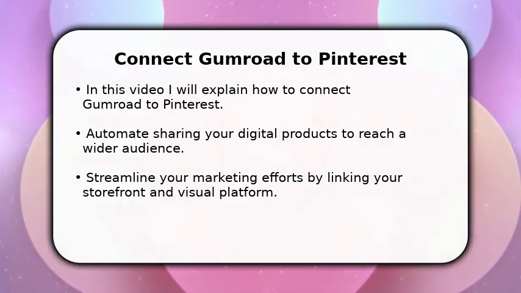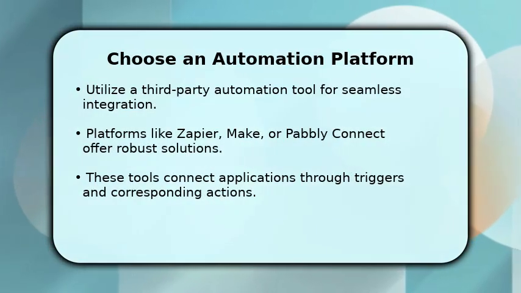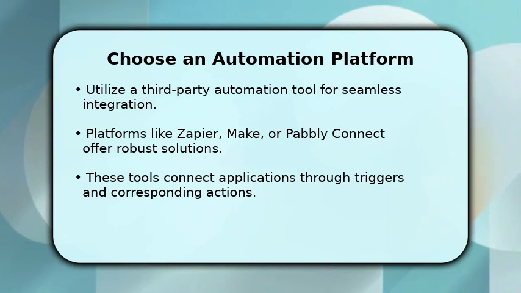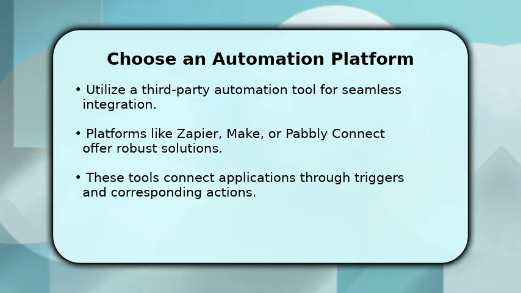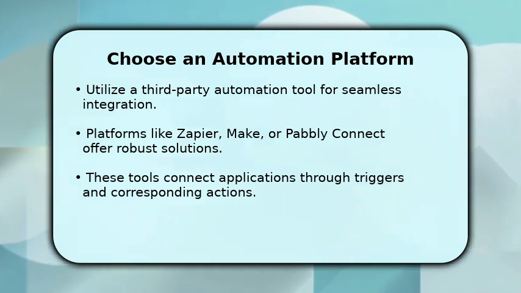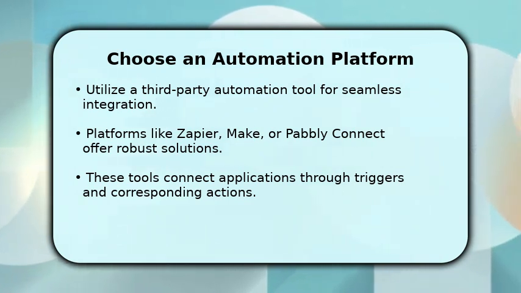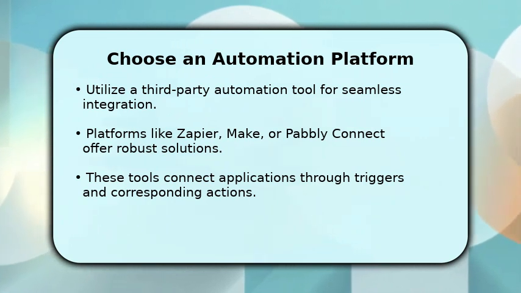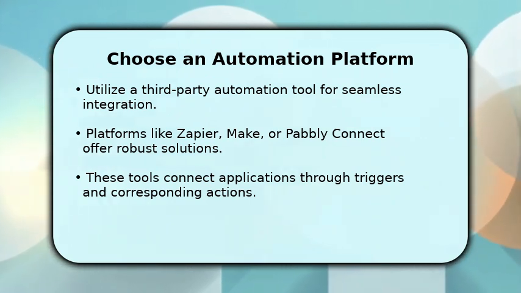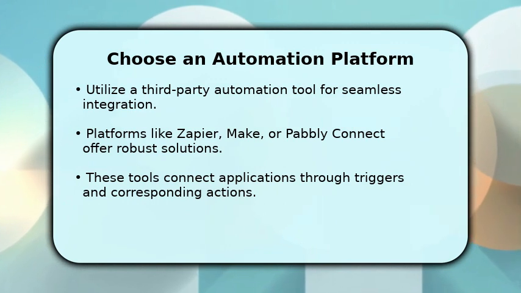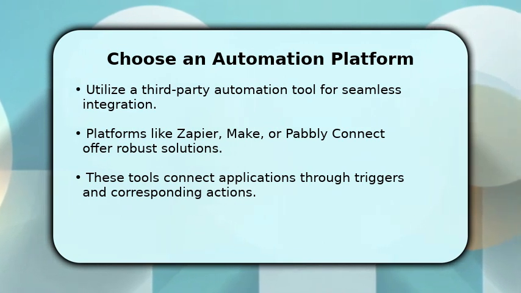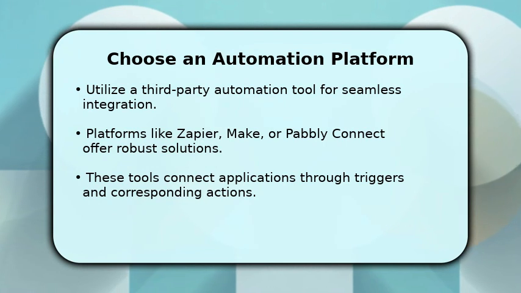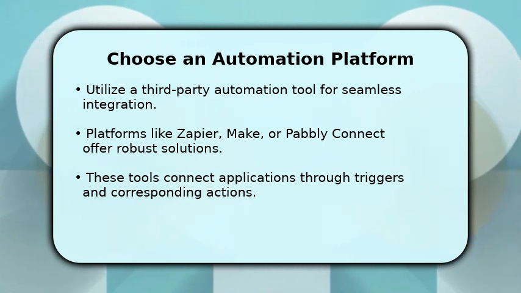more efficient and effective. To connect Gumroad and Pinterest, you will need a third-party automation platform. Tools such as Zapier, Make, or Pabbly Connect are excellent choices for this purpose. These platforms act as a bridge, allowing different applications to communicate with each other. They operate on a simple principle. When a specific trigger event occurs in one app, a predefined action is automatically performed in another. Choosing the right platform depends on your specific automation requirements and budget, as many offer free tiers for basic tasks.